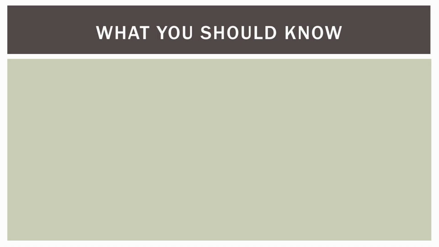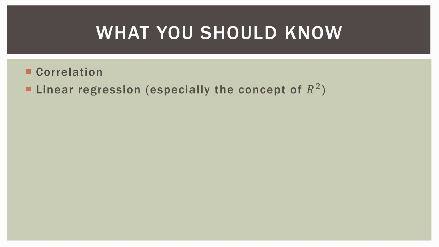So what you should know before beginning this video. First, you should know what correlation is, the basic statistical concept of correlation, the quantitative relationship between two variables. You should understand linear regression, especially the concept of R squared, or the amount of variance explained in the dependent variable. You should also know how Venn diagrams work. We're going to use those for the visuals. You don't need to know a whole lot about them, but just understand how they work, the overlapping circles, and how we find areas among those circles.